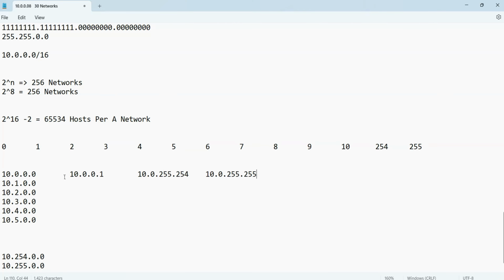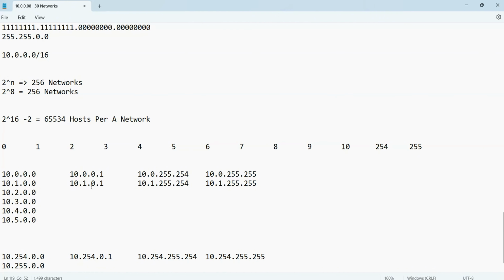See that? Now look at this one over here. This one is 10.1.0.1, the first host. 10.1.255.254 is the last host. Then 10.1.255.255 is the broadcast. Let's say this one over here, 10.254.0.1 is the first host. 10.254.255.254 is the last host. Then 10.254.255.255 is the broadcast.